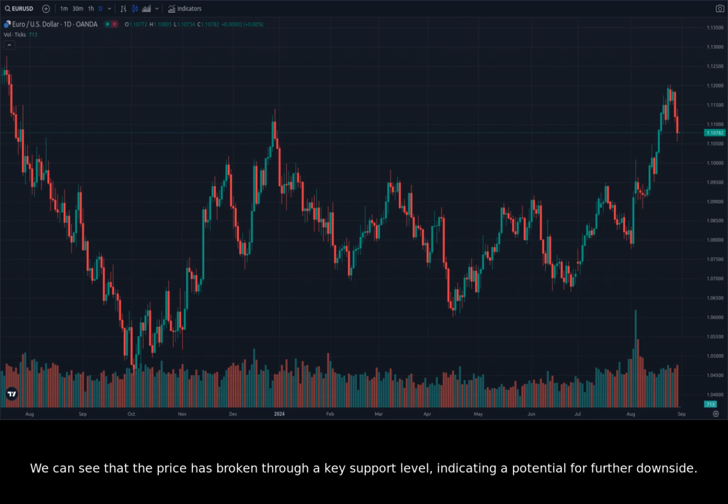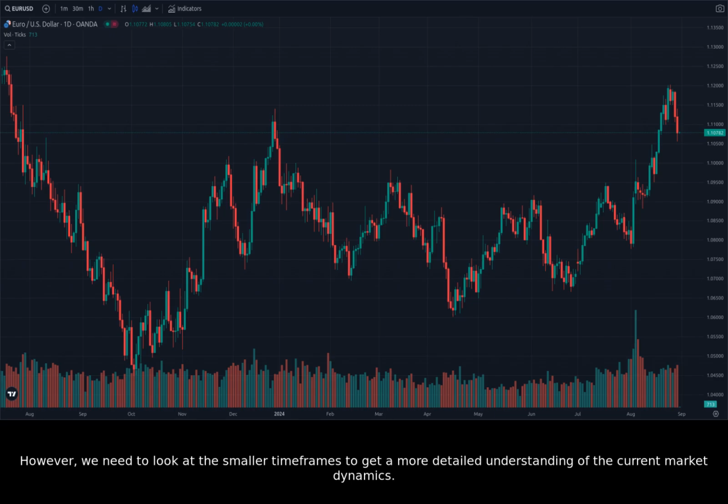We can see that the price has broken through a key support level, indicating a potential for further downside. This decline is further reinforced by the fact that the euro has been weakening against the US dollar. The recent news about soft German inflation aligns with the bearish trend on the chart. However, we need to look at the smaller timeframes to get a more detailed understanding of the current market dynamics.